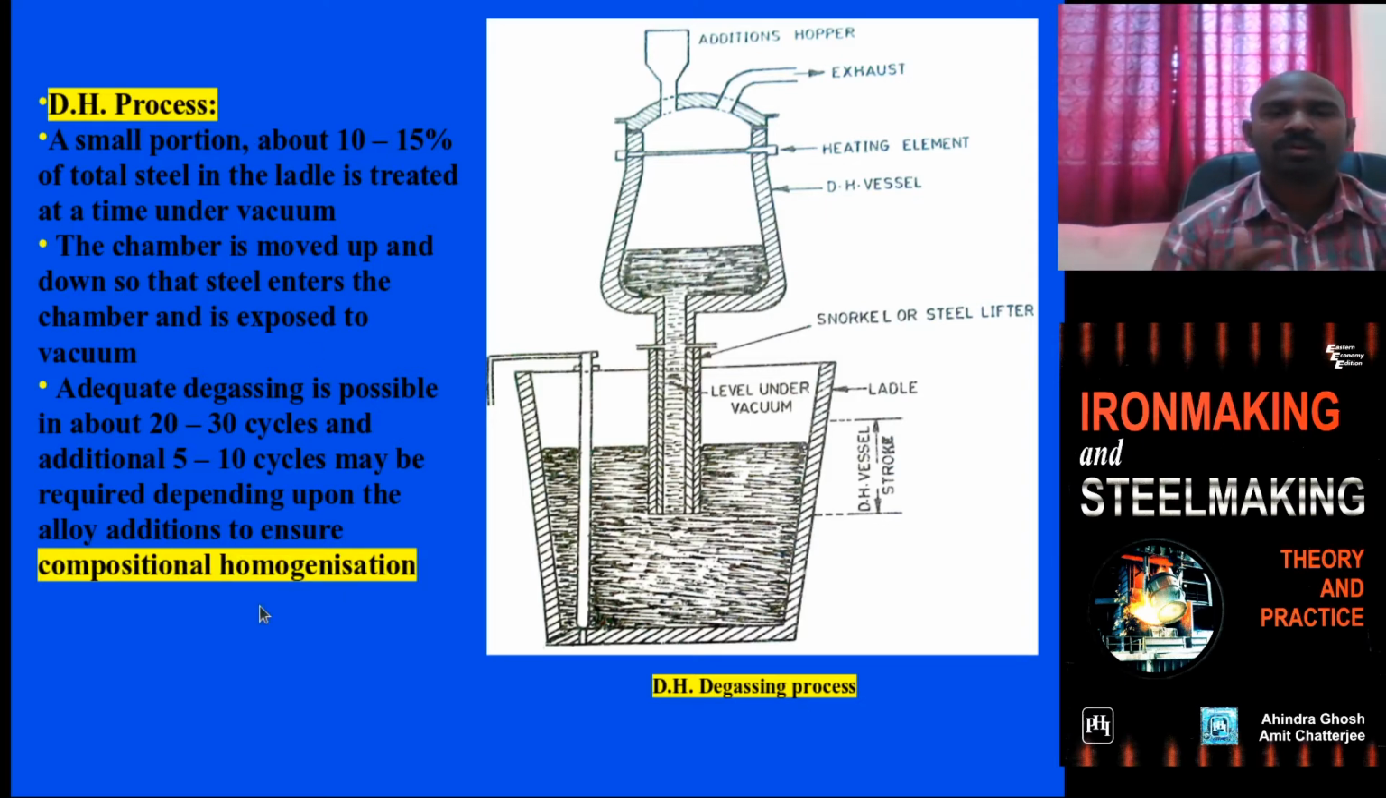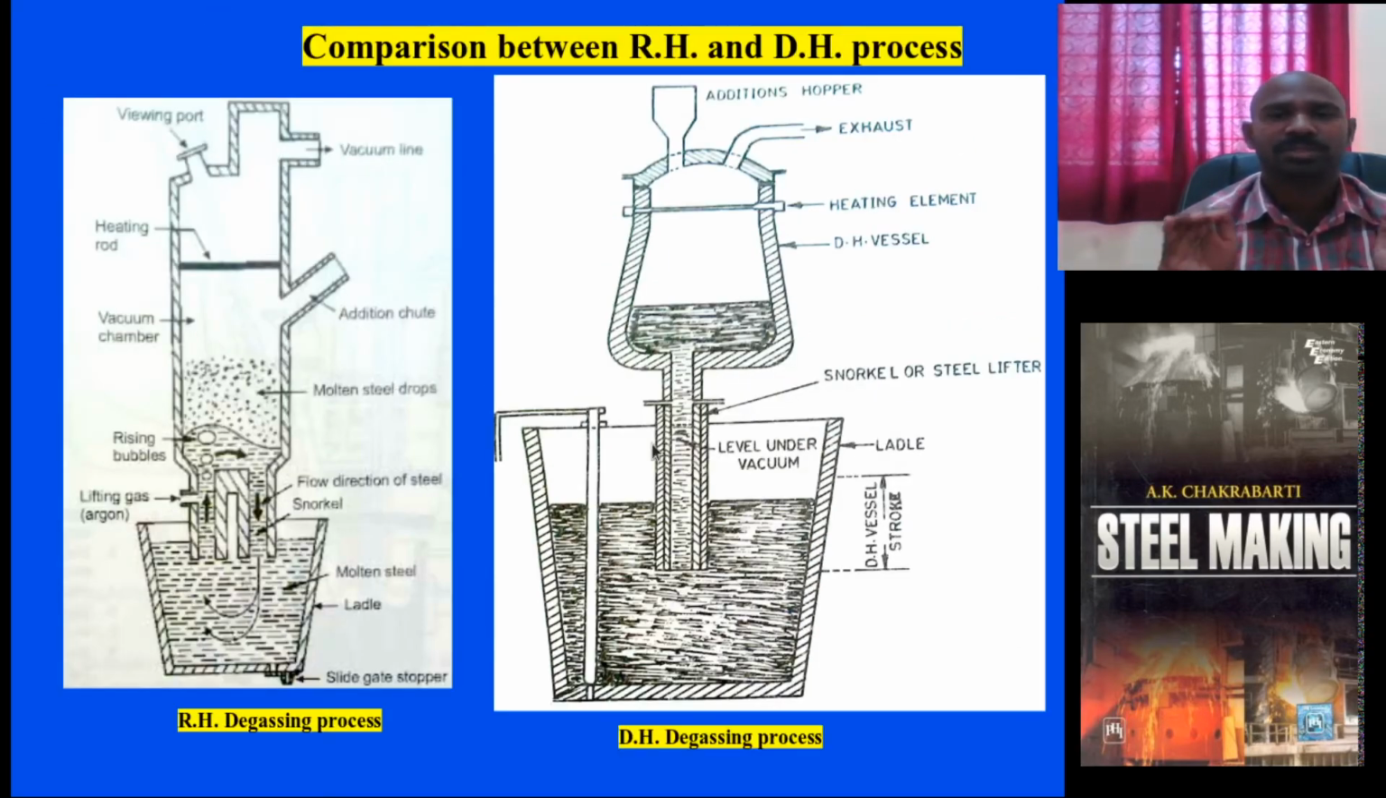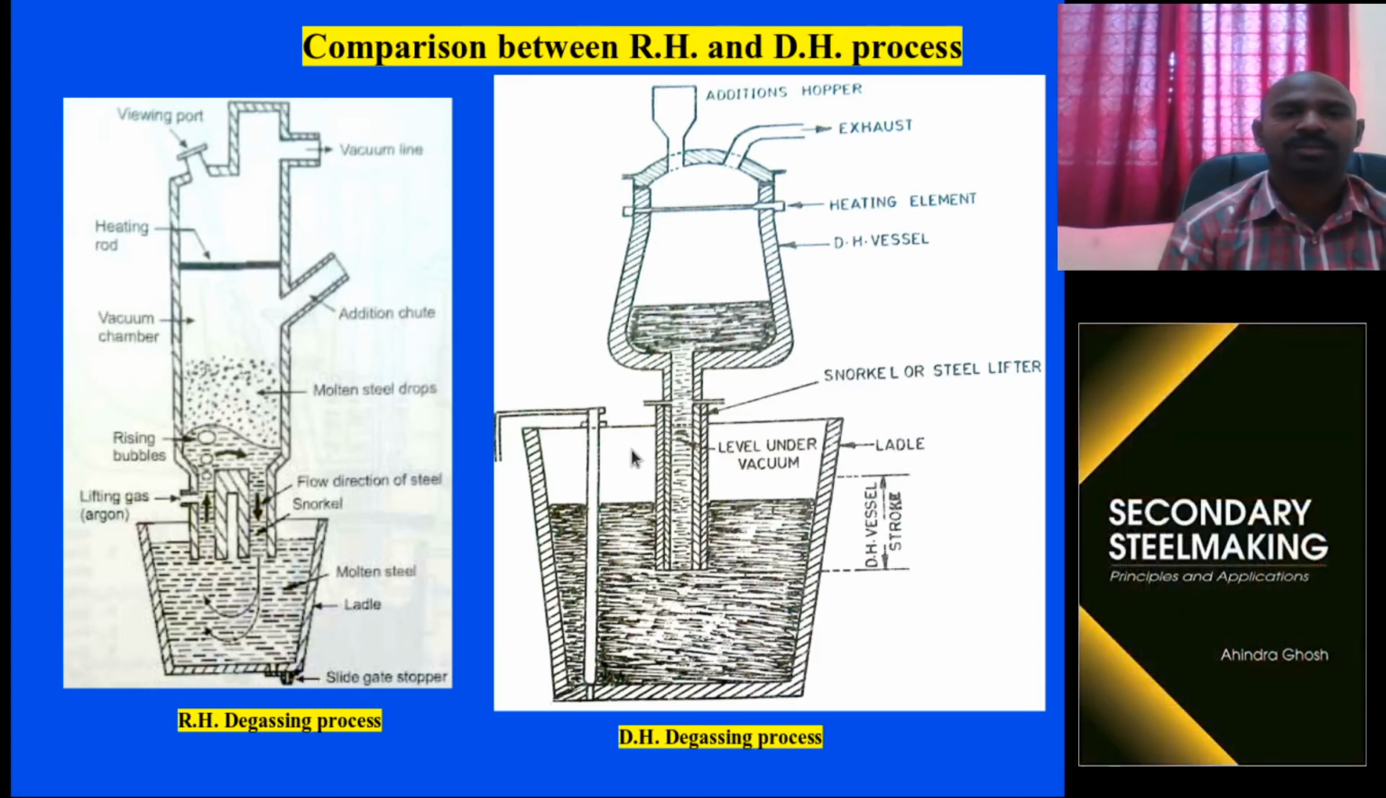Remember these few points and this particular diagram, these logical differences between RH degassing and DH degassing process. There will be many viva questions and GATE examination questions that usually appear. For example, in the case of the RH degassing process, the snorkels are 2. In the DH degassing process, snorkels are 1.